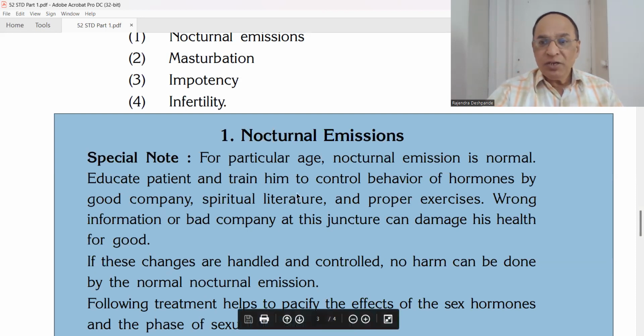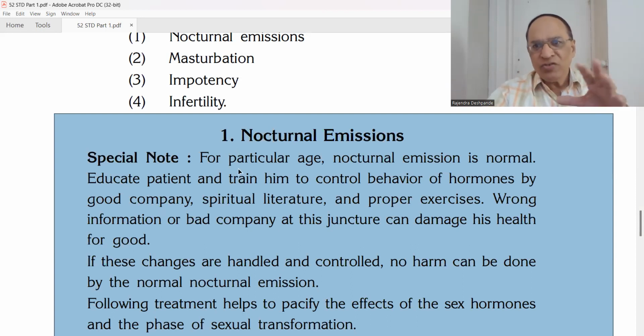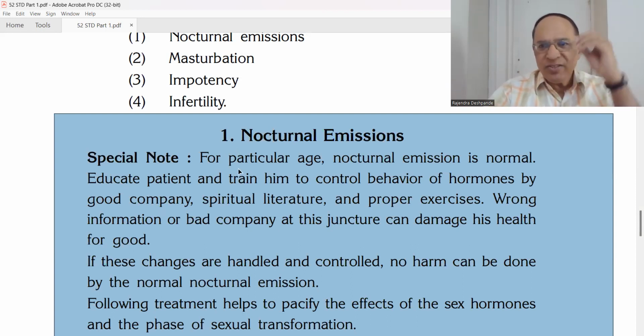Now, this nocturnal emission causes unnecessary tension in the minds of the youngsters and even in society. They are not looking at this problem sympathetically, but are always criticizing that young person. That is a very bad thing, because at a particular age, like adolescence, 15, 16, 17, 18, 19, nocturnal emission is normal. There is totally a misunderstanding about this. Everybody should understand that nocturnal emission is not abnormal.